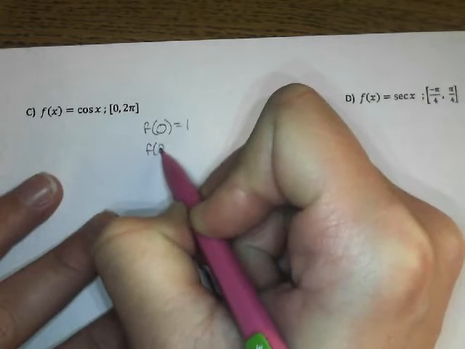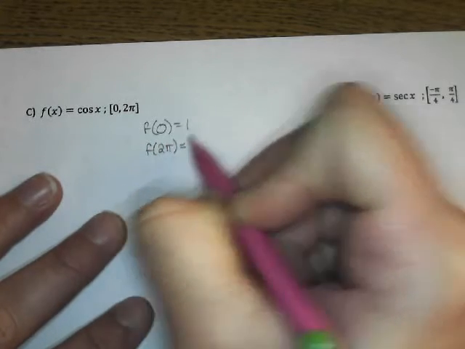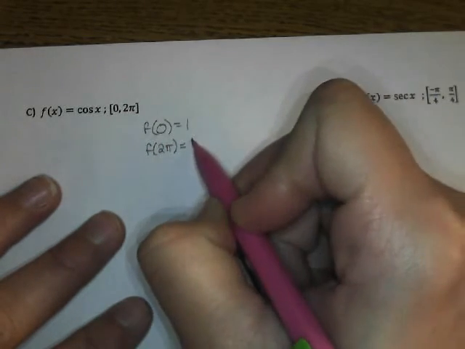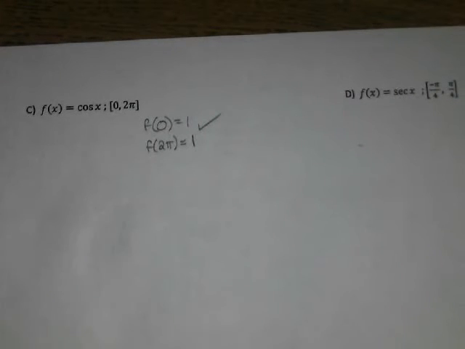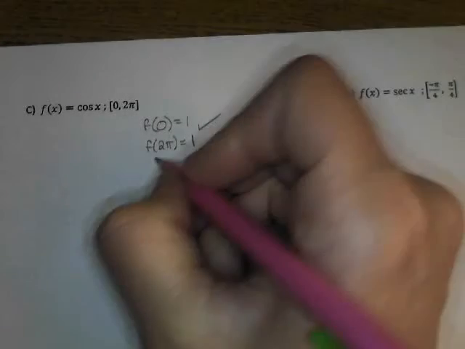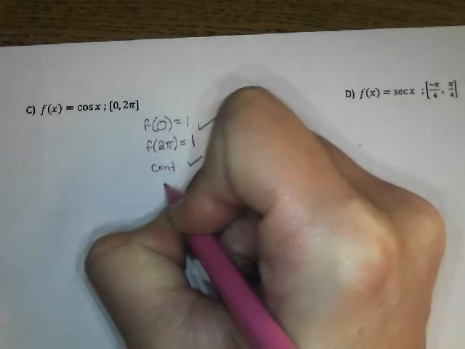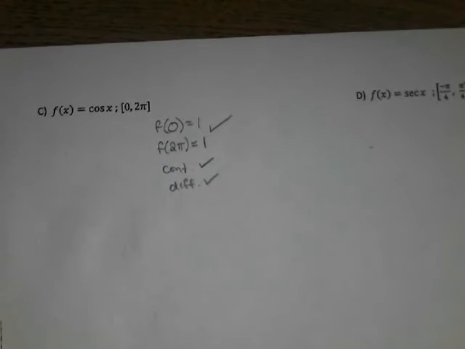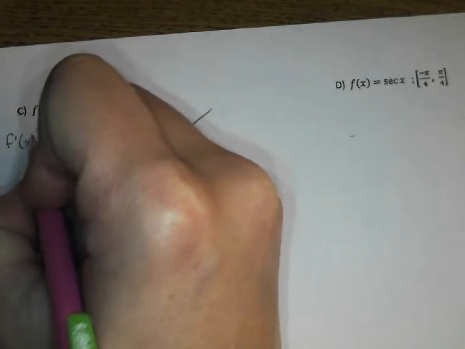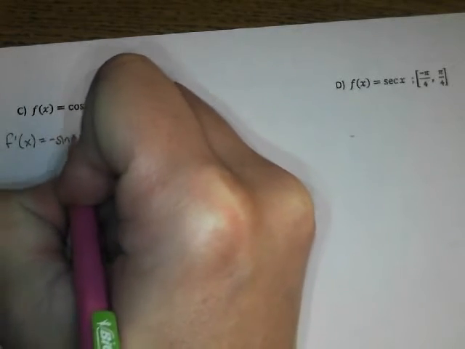Is the cosine function continuous? Is it differentiable? So we should have no problem setting our derivative, which is what, equal to 0. And we should have no problem finding at least 1 point, if not more points, on this interval.